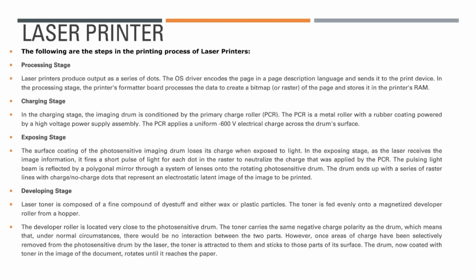Exposing stage. The surface coating of the photosensitive imaging drum loses its charge when exposed to light. In the exposing stage, as the laser receives the image information, it fires a short pulse of light for each dot in the image to neutralize the charge that was applied by the PCR. The pulsing light beam is reflected by a polygonal mirror through a system of lenses onto the rotating photosensitive drum. The drum ends up with a series of raster lines with charge/no charge dots that represent an electrostatic latent image of the image to be printed.